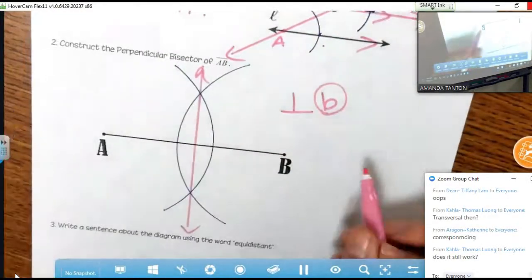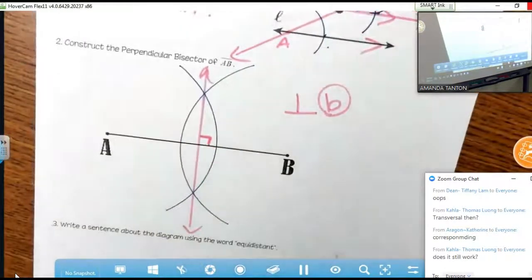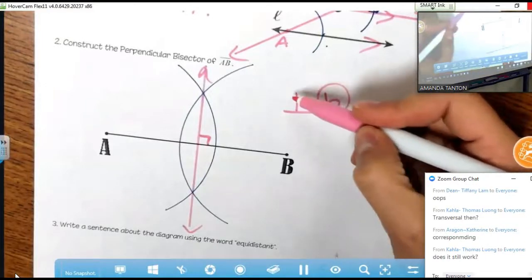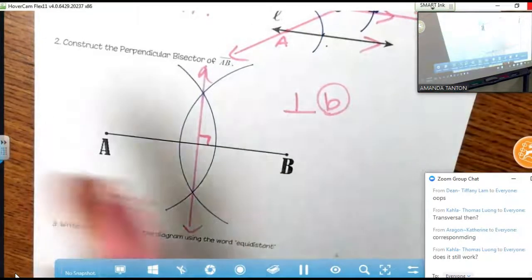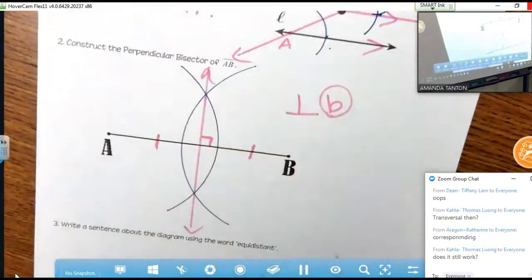Remember, perpendicular means I intersect at 90 degrees. That's what perpendicular means, 90 degrees. Bisect means I cut AB in half. So this equals this. I cut AB in half.